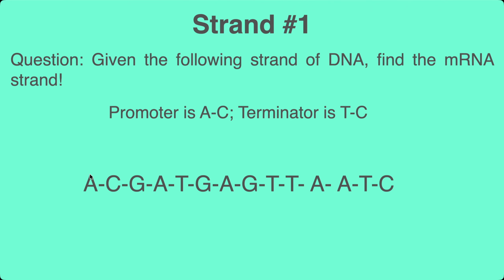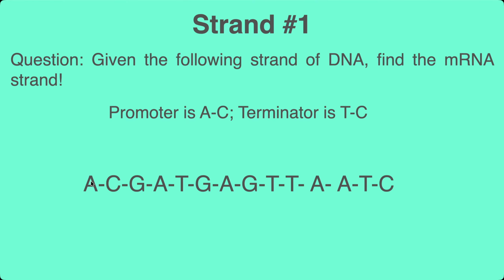So here we have half of a strand of DNA, and I want you to make the mRNA for it. It tells us the promoter is AC, the terminator is TC. So that means we read our strand from left to right, just like we would in English. And wherever we see AC, that is going to be our promoter. And that's wherever we see AC first.